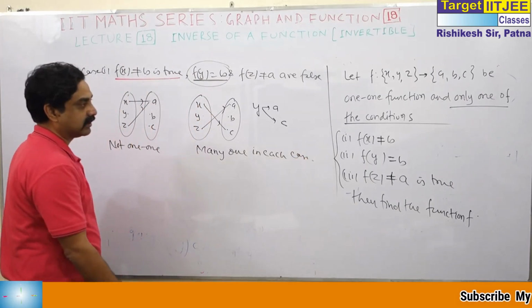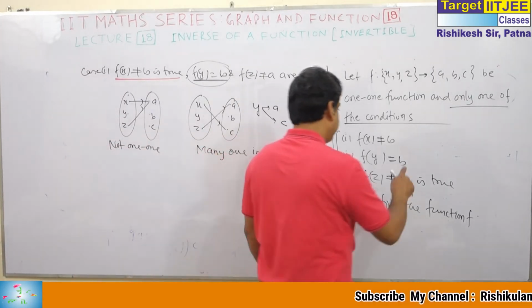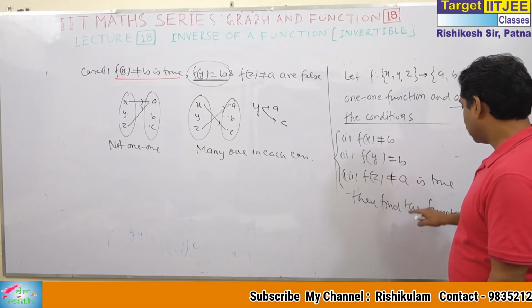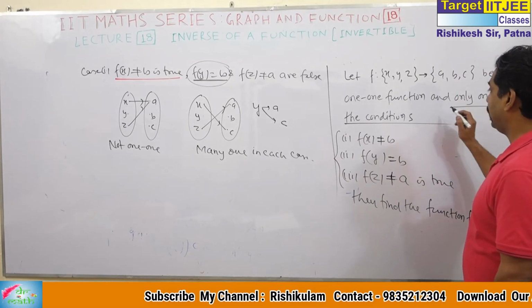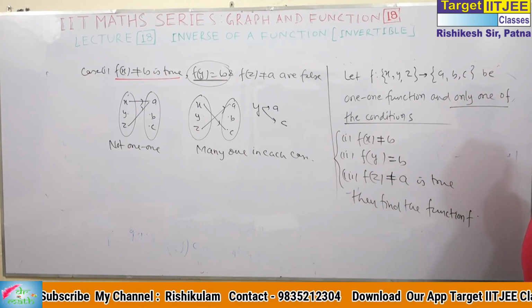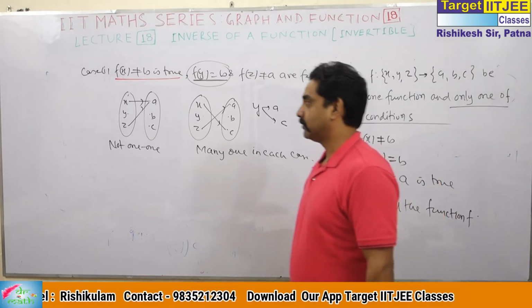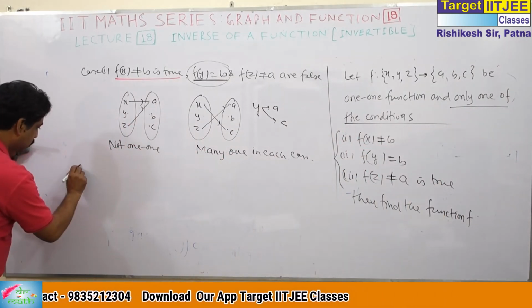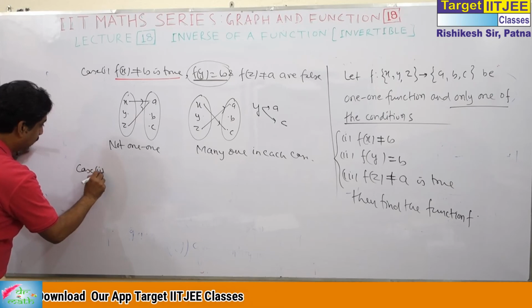So what is the conclusion? When we take this as true and the other two as false, we will not get a one-one function. Now come to case 2. What do we do in case 2?